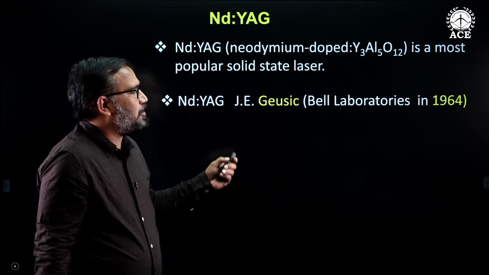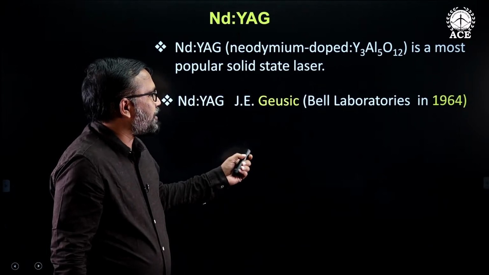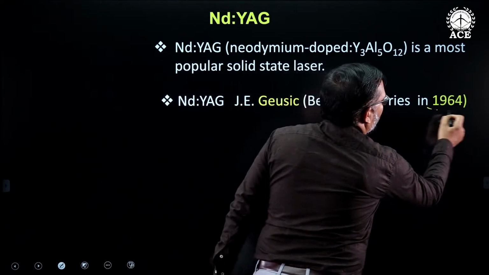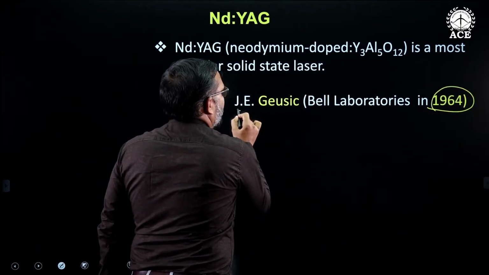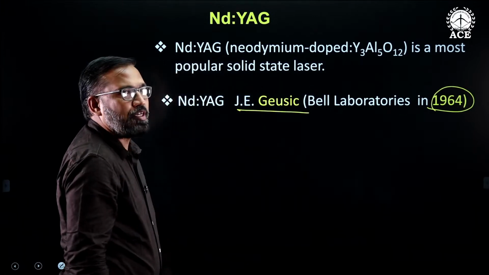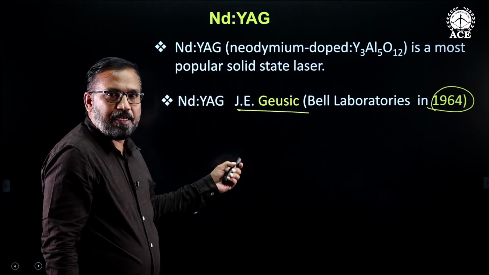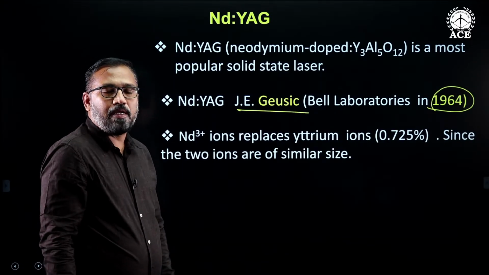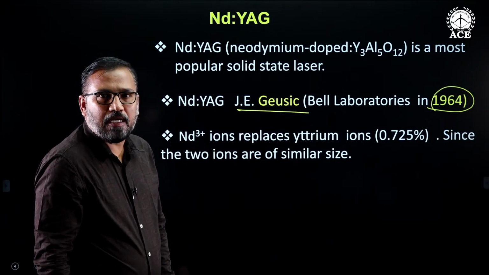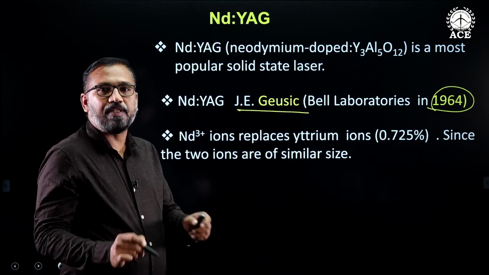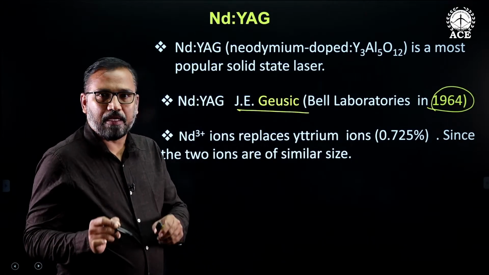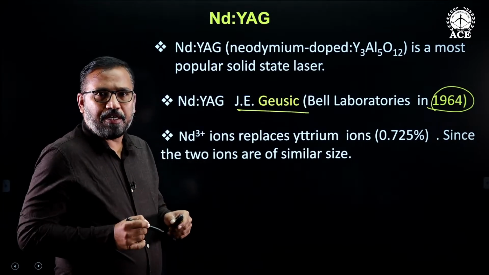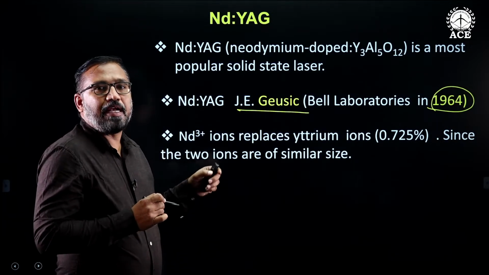It was first demonstrated by J.E. Geusic at Bell Laboratories in 1964. He is the first scientist who demonstrated the Nd-YAG laser. In this, neodymium ions replace yttrium ions. Not all the yttrium ions are removed; a few of the yttrium ions are replaced with Nd+3 ions.